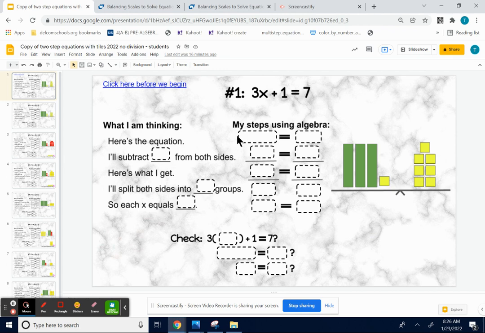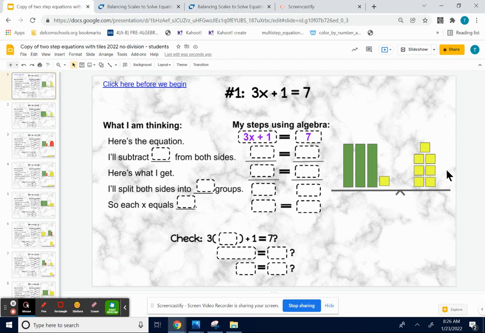Bear with me. You're going to look at the steps here. It says, here's the equation. I'm going to type in the equation: 3x plus 1 is equal to 7. And then the next thing it says, I'll subtract something from both sides. Just look at your picture. What can you take away from both sides? Remember, if you take something away from one side, you've got to take away from the other.